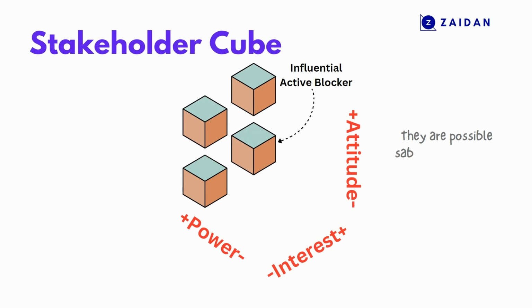High power, high interest and low attitude. These are called influential active blockers. They are possible saboteurs. You have to monitor them closely.